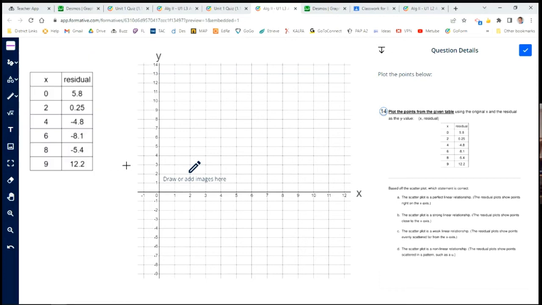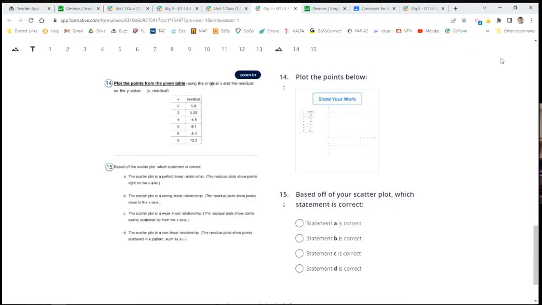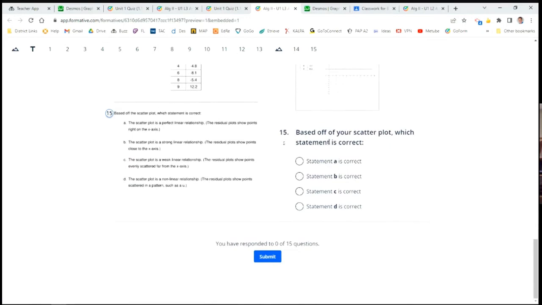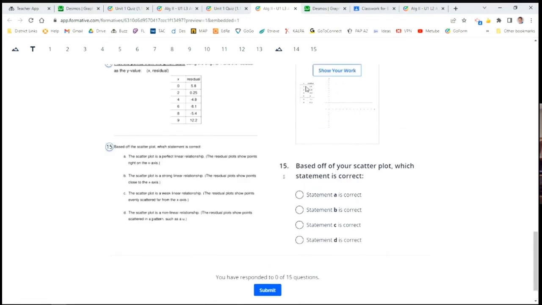Then you just put your points on the graph for these 6 things right here. And it has the question over here too, if you need to refer to that. After you do that, the last question is based off of your scatter plot. This is the plot of the residuals. Which statement is correct? It's a perfect linear relationship, a strong linear relationship, a weak linear relationship, or a non-linear relationship. And that would be the last one.